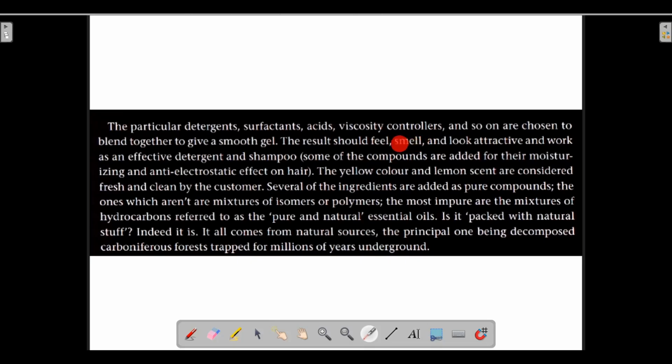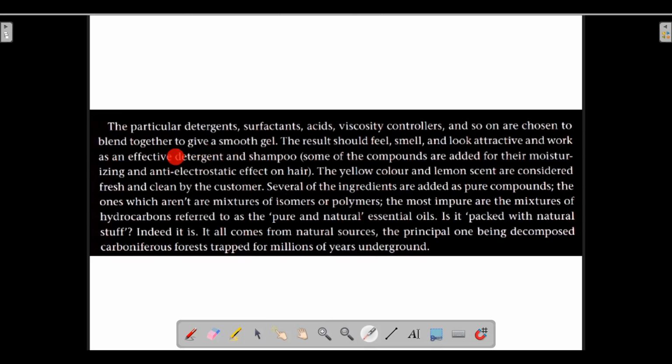If it smells attractive, then it will be soothing for the person who is taking the bath with that shower gel. So it should also smell good, and it should also look attractive. That's why we put the artificial color, so that it looks attractive. And it should work as an effective detergent.